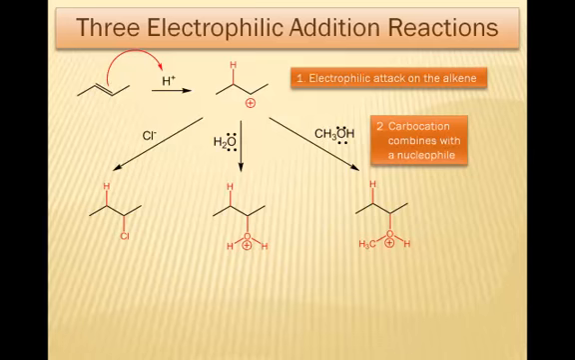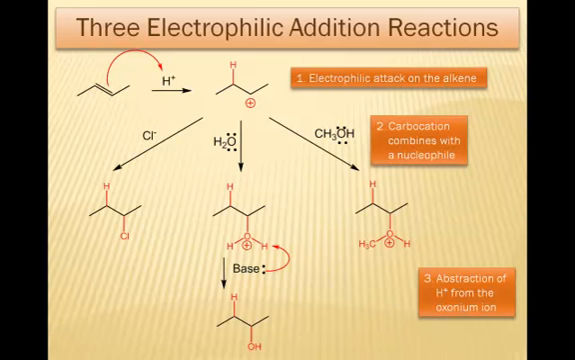In the other 2 examples, there is an additional step that has to take place, and that additional step is the abstraction of H+, a proton, from the intermediate oxonium ion, and that could be water or that could be methanol acting as the base. This gives us our final product, which in this particular example is an alcohol, and in our next example is an ether. I hope you can see the similarities between these 3 reactions because they are very much alike.